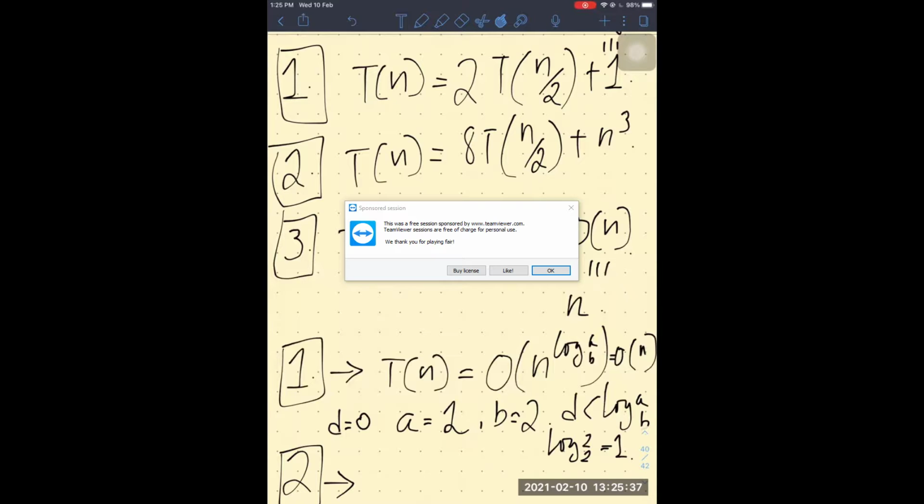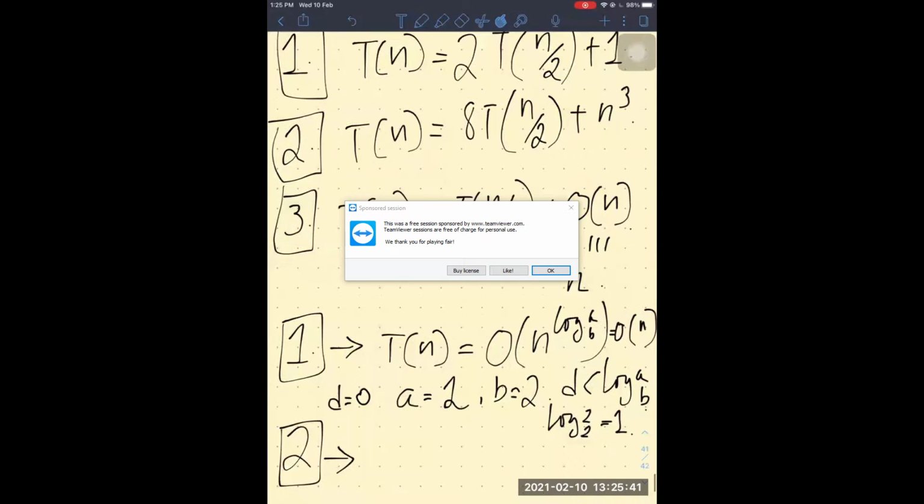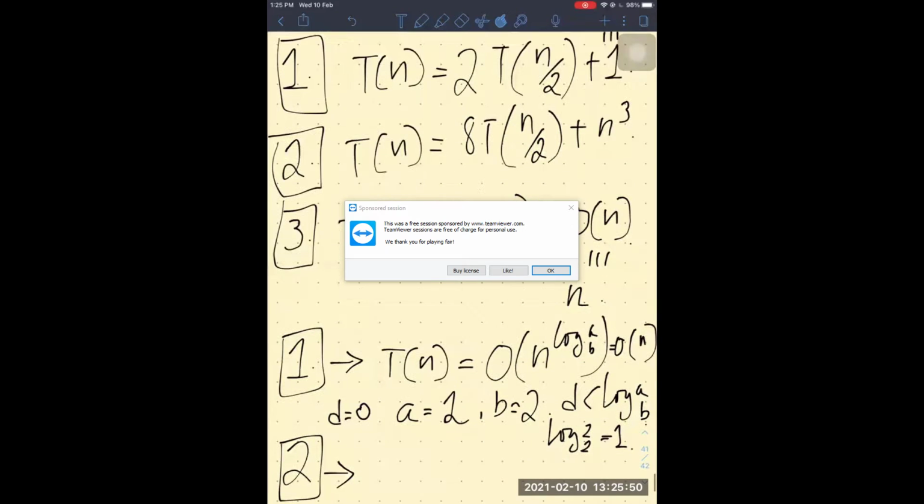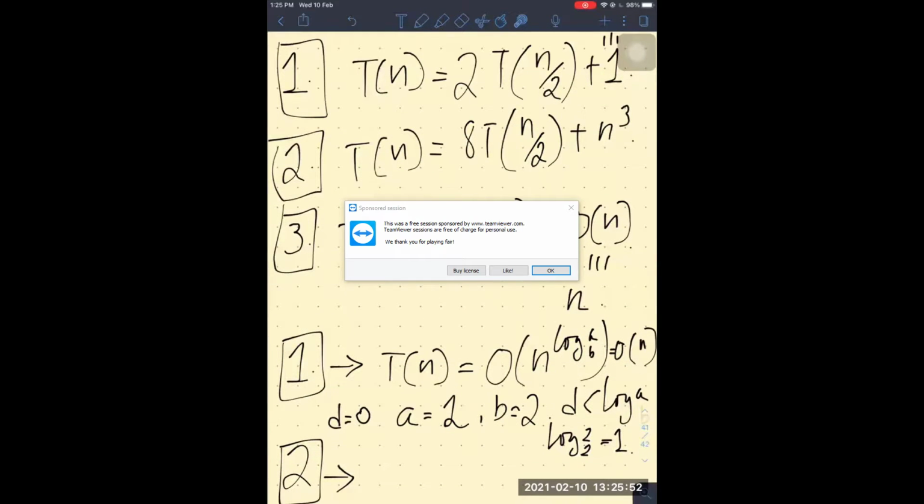Okay, so for number 2, anyone wants to give the answer for number 2? For number one, so the running time was O of n then? Yeah, it is big O of n. It comes from this one.